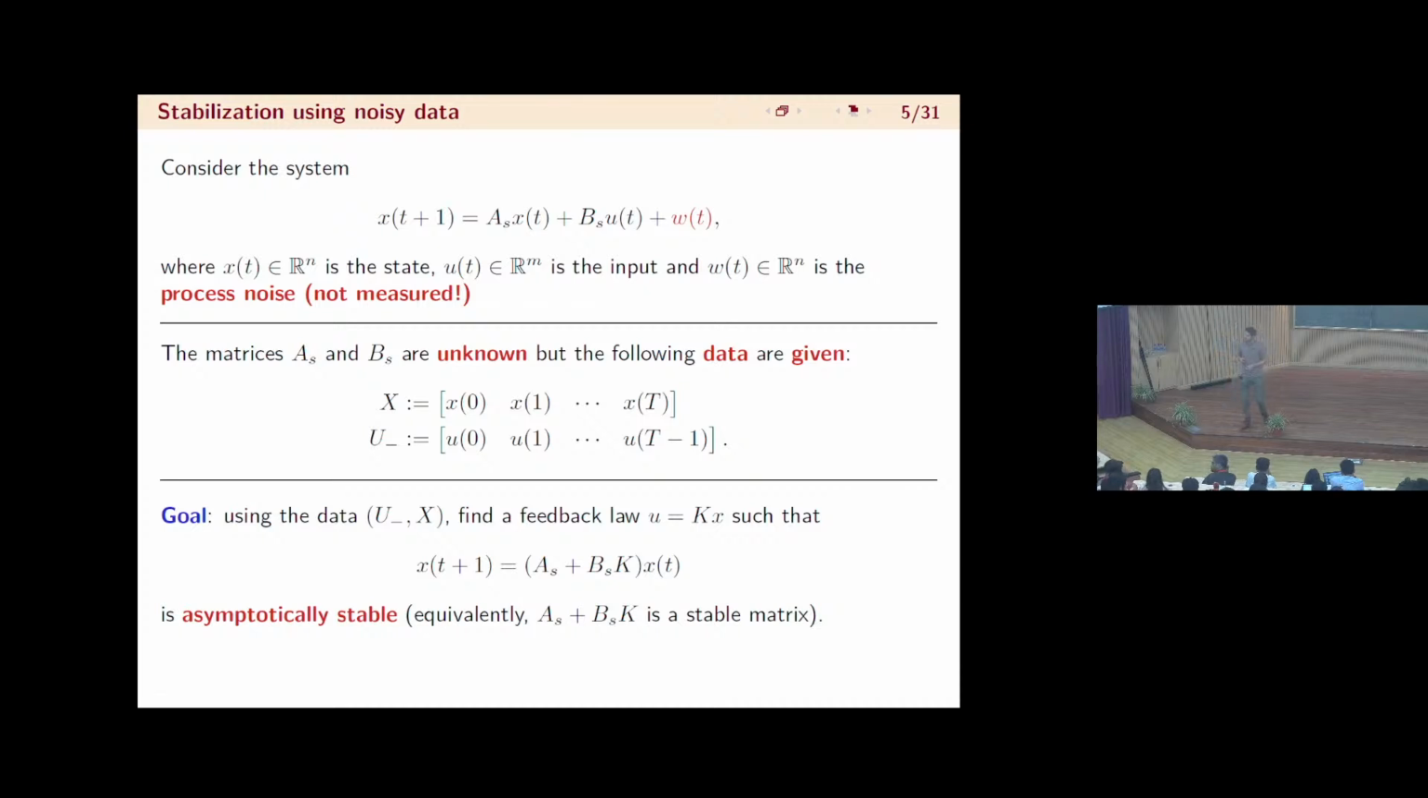Is it because of the assumption of time invariance of the system? Definitely, yeah, that's what we use.